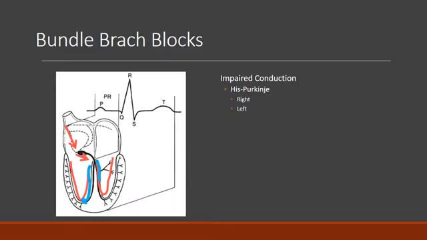Now let's talk about some of the other kinds of blocks that we can have. Here you can see a bundle branch block, and what we have here is some sort of impairment or blockage farther down the line. So it's somewhere within the His-Purkinje system. We've got normal conduction through the SA node and the AV node, and then farther on down is where we see the block, and it can be in either the right or the left.